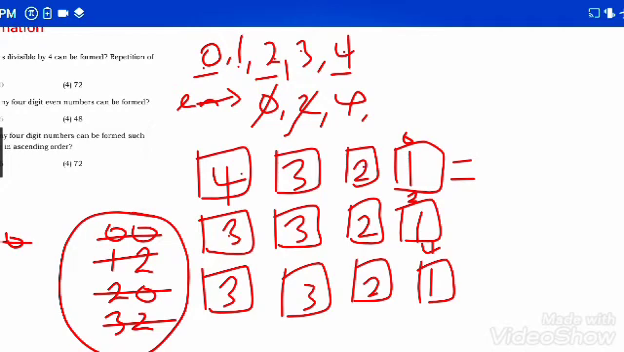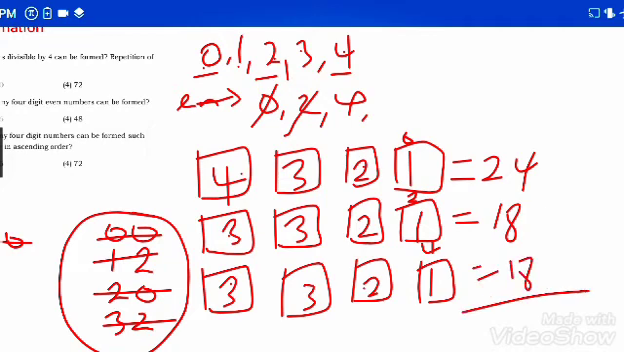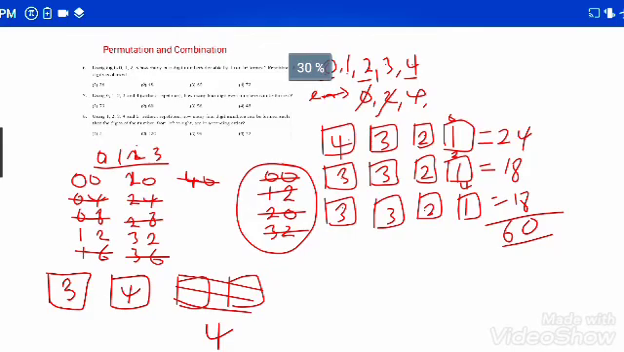4 times 3 is 12, which gives us 24. Now 3 times 3 is 9, 9 times 2 is 18. Likewise, 3 times 3 is 9, 9 times 2 is 18. Now when you add up everything, 24 plus 18 plus 18 is 60. So we have 60 numbers that can be formed that way.